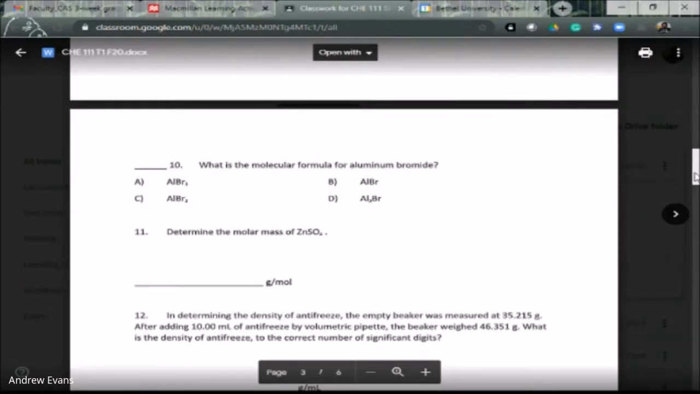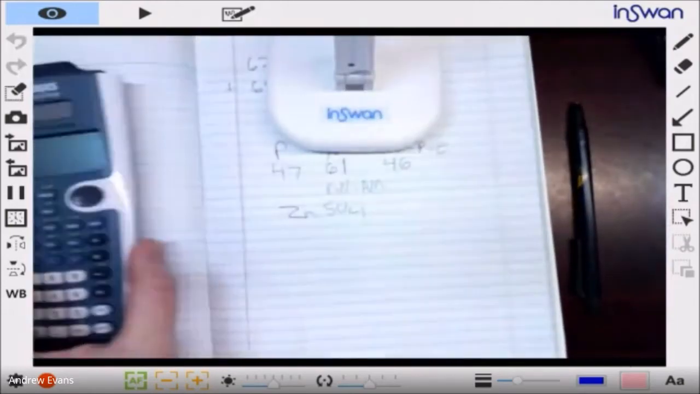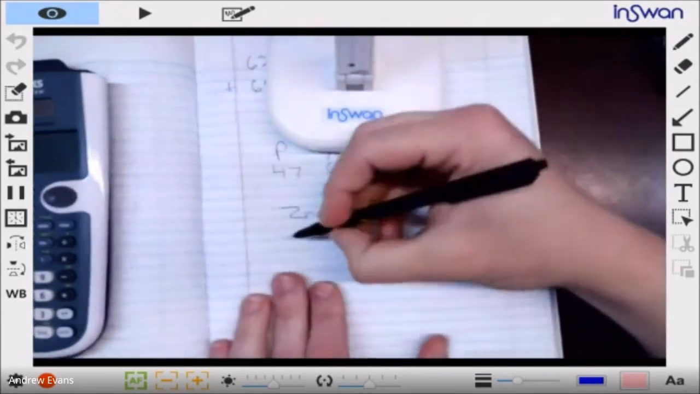Determine the molar mass of zinc sulfate. Zinc sulfate, you're just going to have to find the mass of each component and add them up. And so zinc, pulling that up. If I'm not mistaken, zinc is 65.4. We'll pull that up just to make sure. Zinc is 65.4 or 65.38.